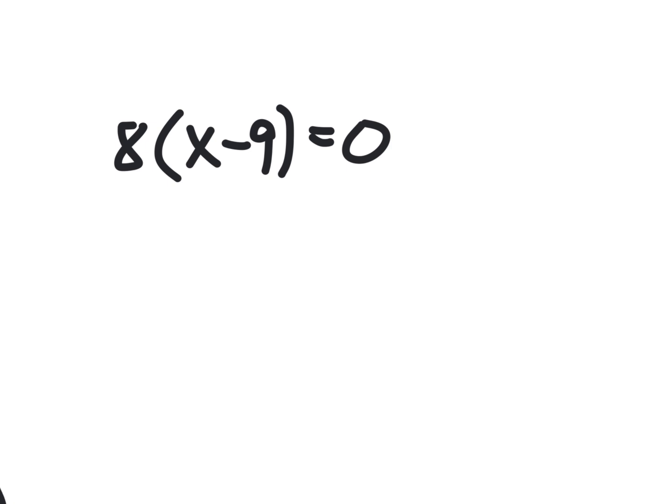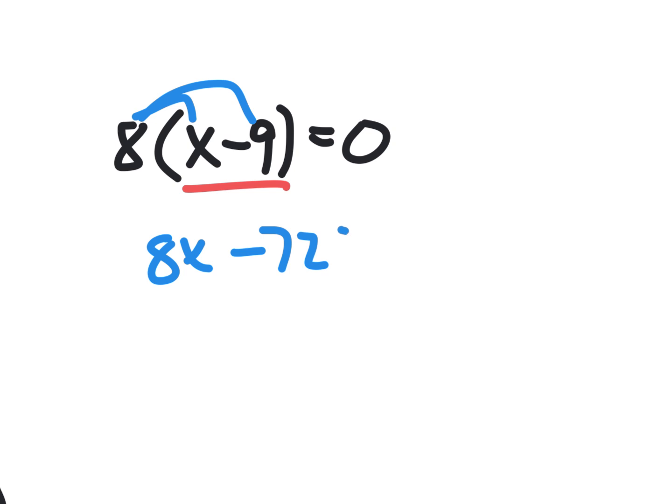I'll pause a second. Okay, you wouldn't have even had to write it down. You just had to ask yourself, what makes this part 0? And what makes that part 0? Wouldn't 9 make that part 0? So the answer is going to be 9. Here, I'll prove it to you. 8x minus 72 equals 0. Add 72 to both sides.